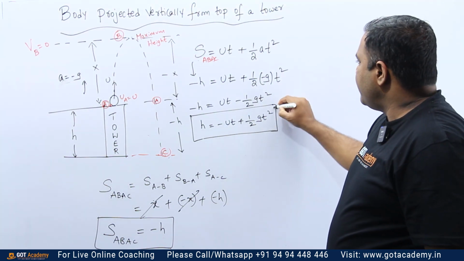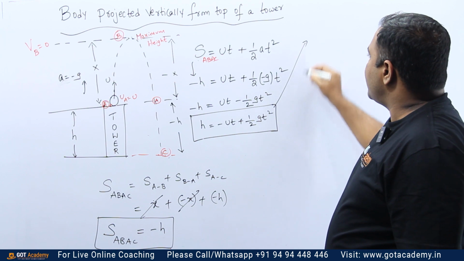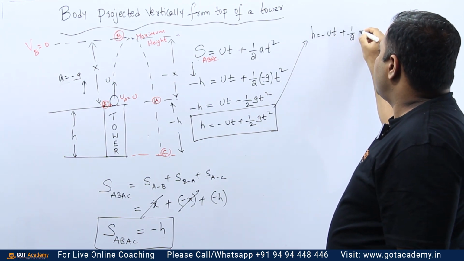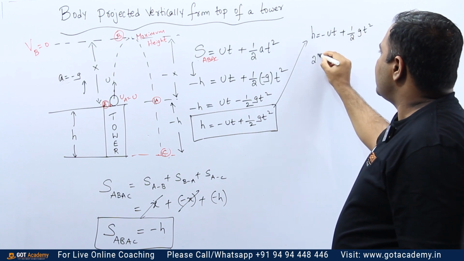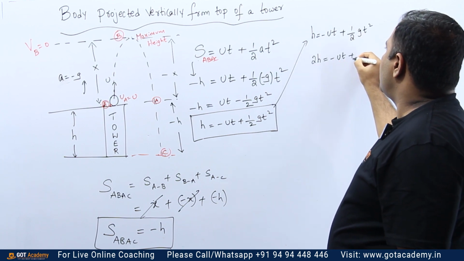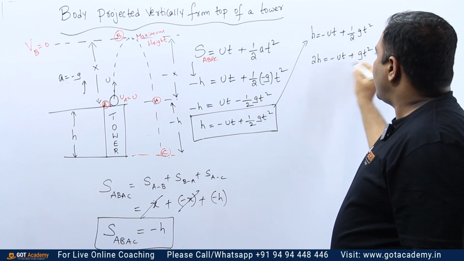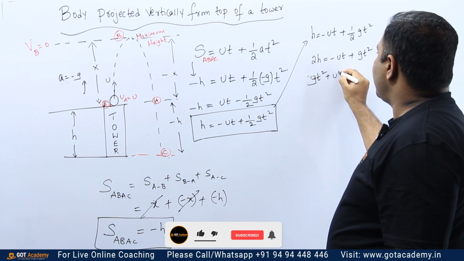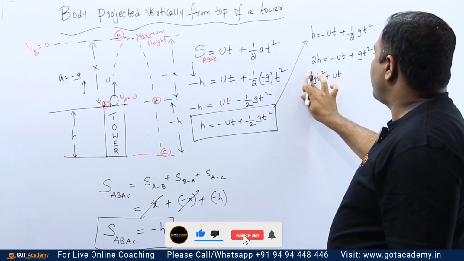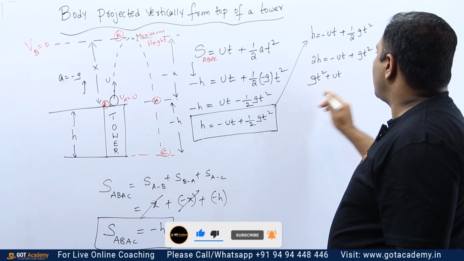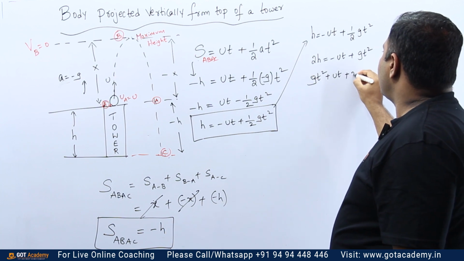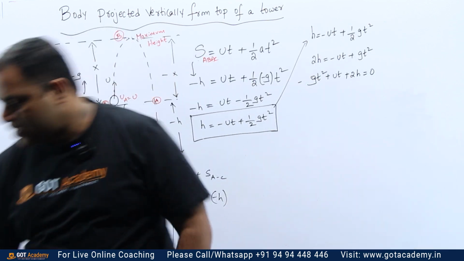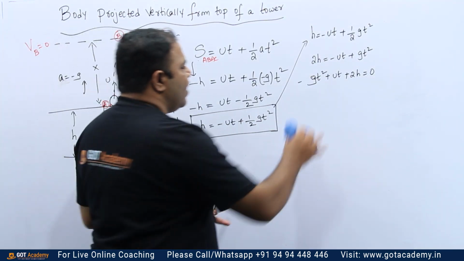Then by using this equation, since h is equal to minus ut plus half gt square, we can write it as 2h is equal to minus 2ut plus gt square. So like this you are getting, after bringing to this side, gt square plus ut plus 2h is equal to 0. Like this I am getting, my dear children. So my interest is that I have to find out the time.